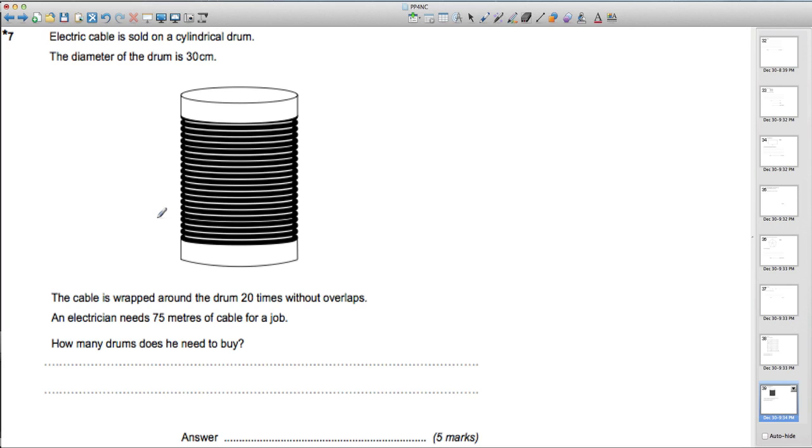Electric cable is sold in a cylindrical drum. The diameter of the drum is 30. So the diameter, the distance from there to there, is 30 centimeters. Therefore, we should know that the radius is 15 centimeters. Cable is wrapped around the drum 20 times without overlaps. An electrician needs 75 meters of cable for the job. How many drums does he need to buy? So, let's work out how much cable is in a drum.